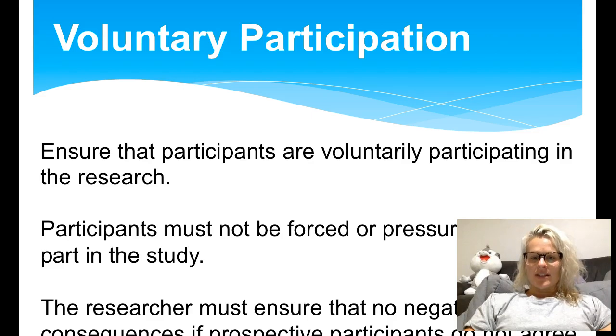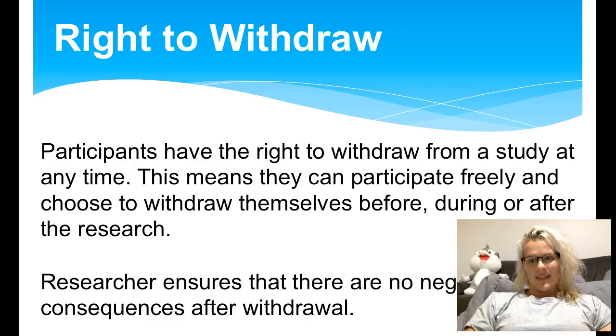The second one is voluntary participation. We need to ensure that all participants are voluntarily participating in the research, that they're not forced, they're not pressured to take part in the study. And the researcher must ensure that there are no negative consequences if the prospective participants do not agree. So if they don't want to take part in the study, I, the researcher, cannot give them a consequence for that. If we come to our investigation and you choose not to take part, that's fine. I can't give you any consequence for that. So voluntary participation is about voluntarily doing it.